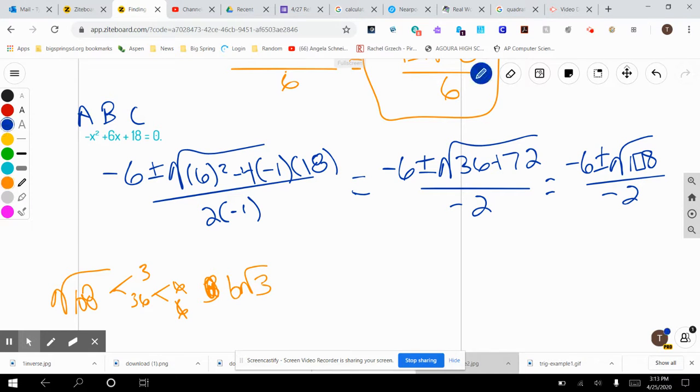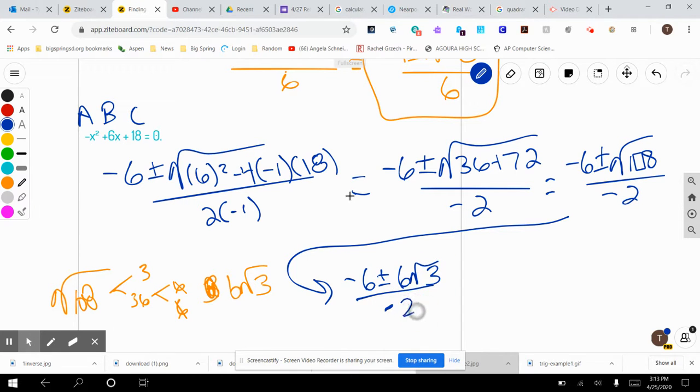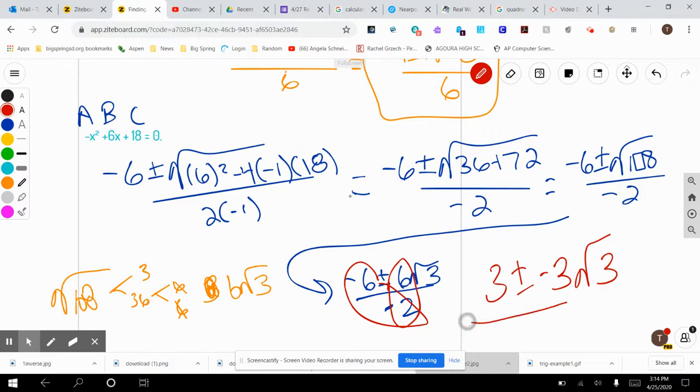Okay, so if I go again from here, and again, I don't expect you to know how to do this, but it's negative 6 plus or minus 6 root 3 over negative 2. Now, because there's a coefficient in front of the square root, I can simplify both those things. So negative 6 divided by negative 2 is 3. 6 divided by negative 2 is negative 3 root 3. So my answer could look like that, which is a lot of 3's.